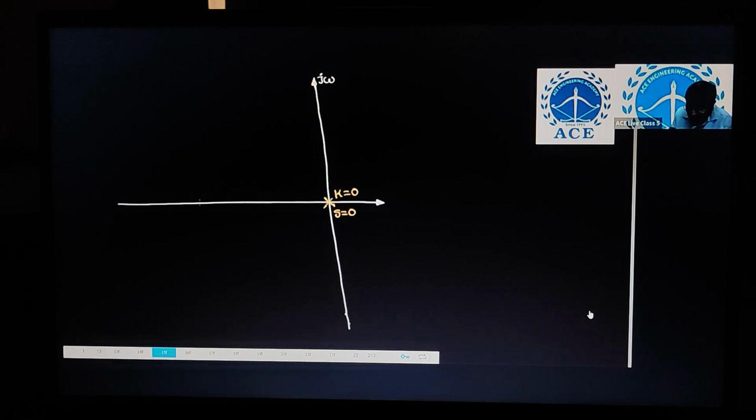One pole at origin, S equal to 0, K equal to 0. One more pole at minus 2, K equal to 0. Here there exists a root locus branch. The break point is minus 1.